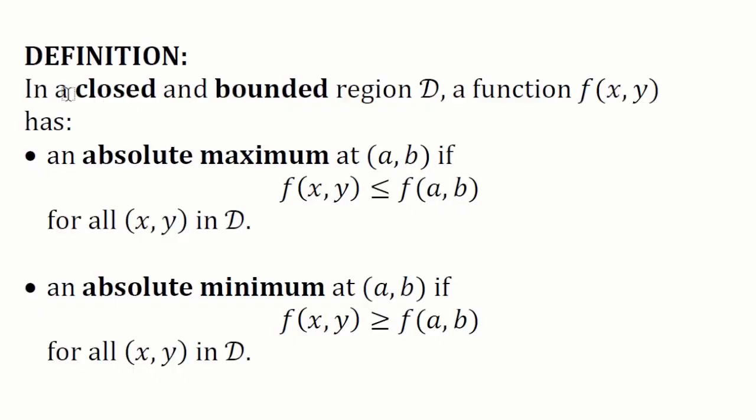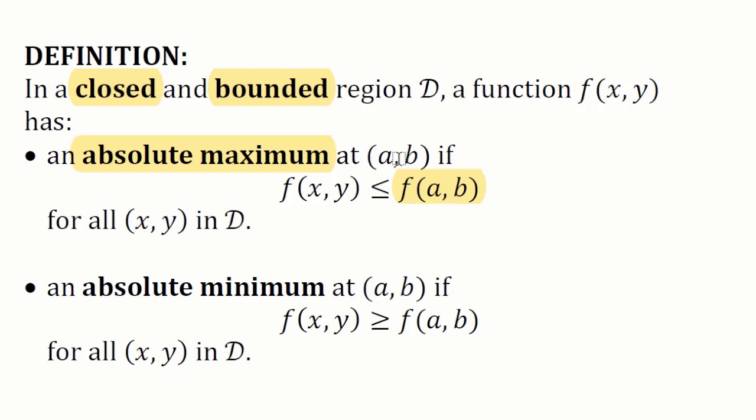All right. So now here's my definition, and here's our definition right here. So in a closed, and I have a couple of terminologies here printed in boldface. In a closed and bounded region, a function f of x, y has an absolute maximum at some point (a, b) if for everybody else, f of x at any other value (x, y) has to be less than or equal to the function value at f of (a, b).